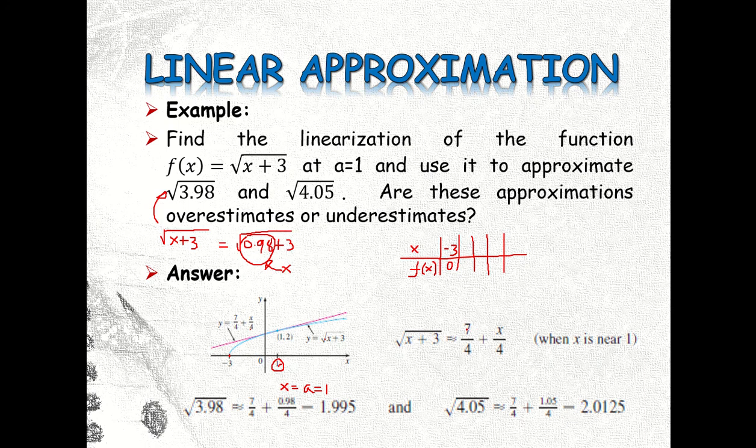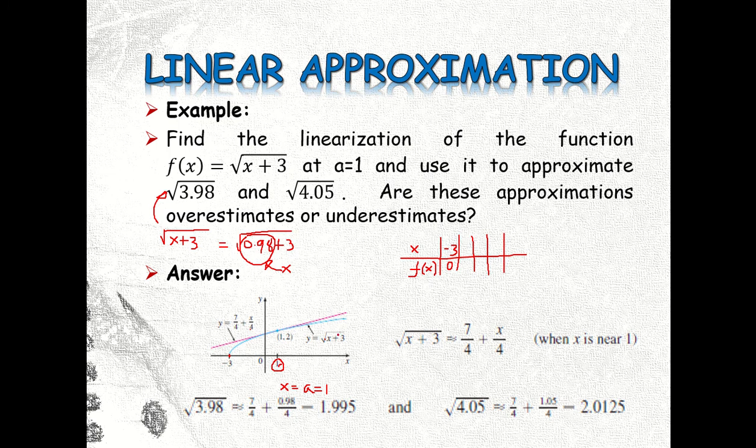Because the tangent line is 7 over 4 plus x over 4, in this case, for this part here, we break this into x plus 3. So we have plus 3, then something here, which is equal to x equal to 0.98. So substituting, we have square root of 3.98 approximately equal to 7 over 4 plus x, where x equal to 0.98, divided by 4, and we have 1.995.